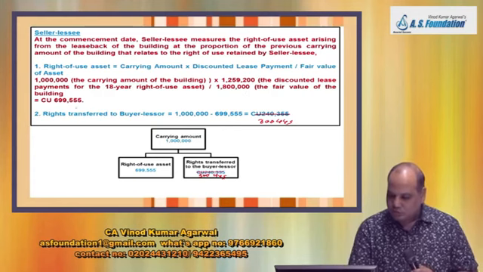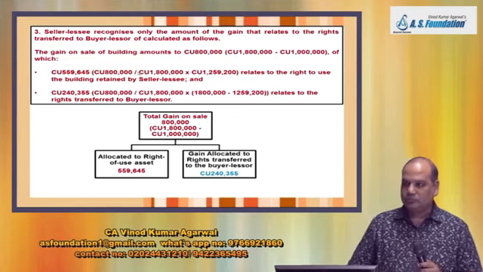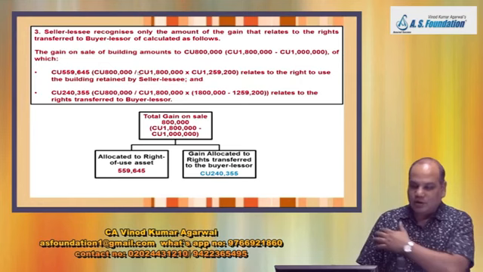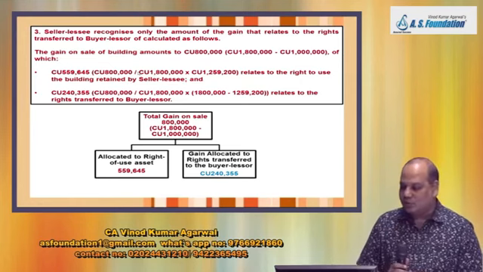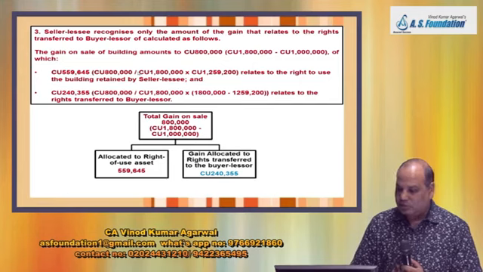Okay, you just remember up to this now. We'll come back to this. Right retained we have calculated. The seller-lessee recognizes only the amount of gain that relates to the rights transferred to the buyer or lessor. Now we have to learn the calculation of gain on the rights transferred to the buyer.